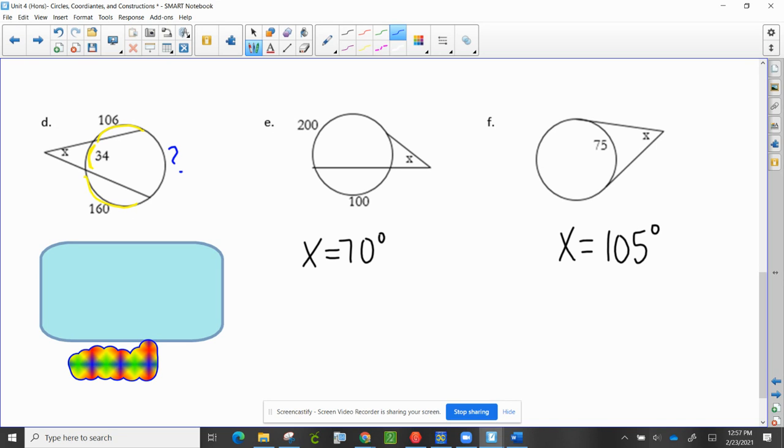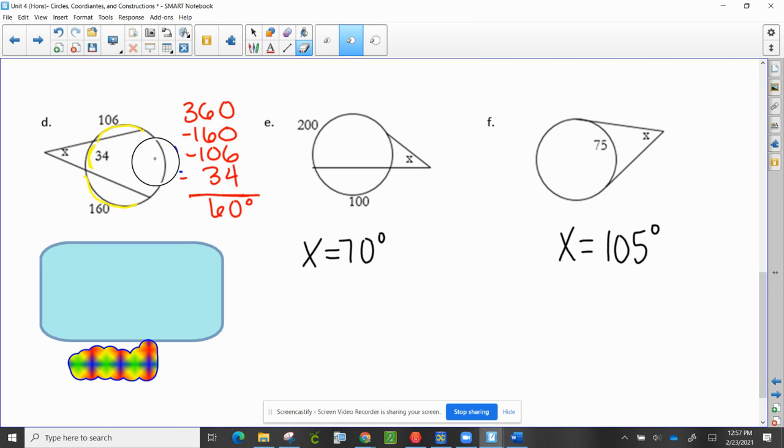So maybe I'll help you start this problem and then have you guys finish it. But remember, a full circle is 360. So if I subtract my other 3 arcs, I should get just what's left over, this piece right here. Okay, so that means we would take 360, subtract 160, subtract 106, and subtract 34 to get the leftover arc there. So if I do all my subtraction correctly, we should get that far arc measurement to be 60 degrees. Okay, so let me clean up my picture here a little. Okay, so we just figured out that this piece was 60.